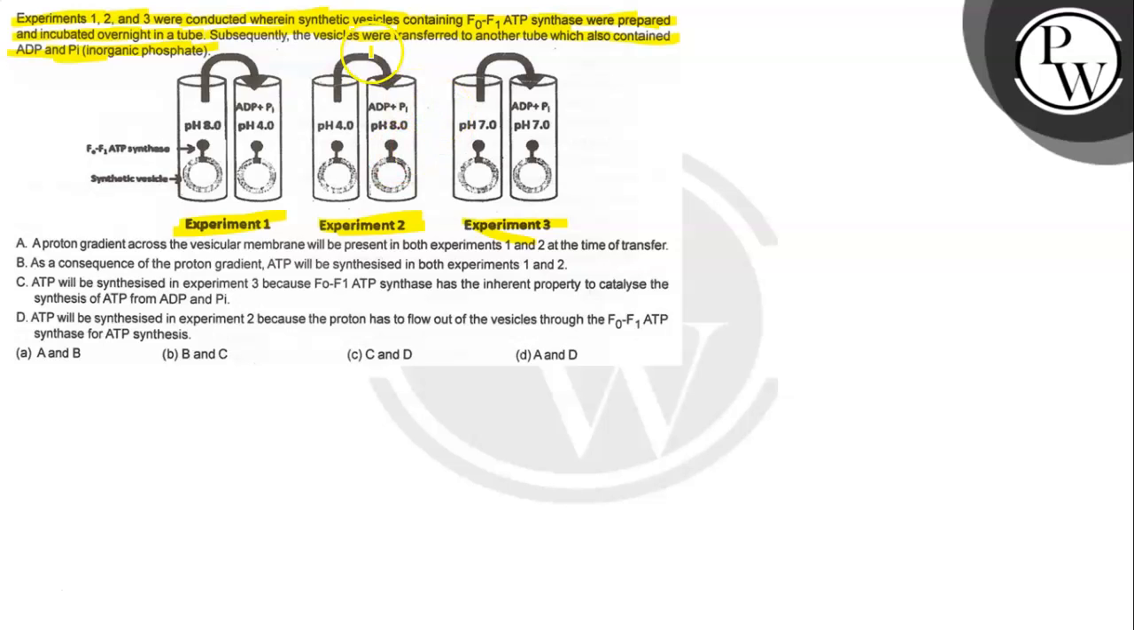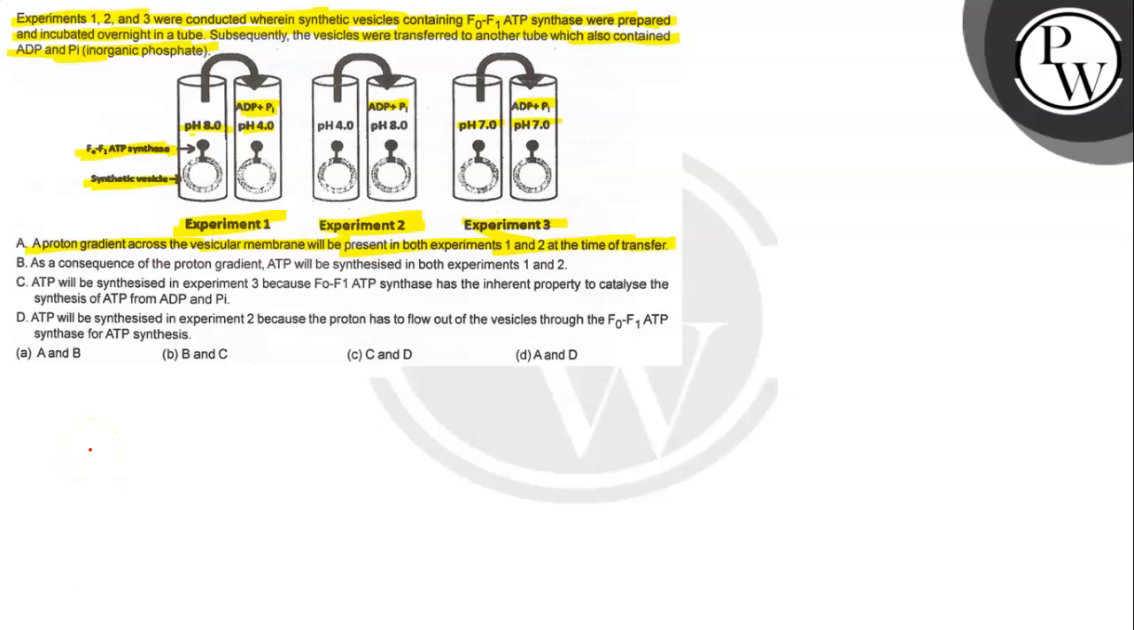Subsequently, the vesicles were transferred to another tube which is also containing the ADP and inorganic phosphate. This is the F0, F1 ATP synthase and synthetic vesicles are given here. So this is the pH given here, and this is the ADP and inorganic phosphate in the different tube. So first one says that a proton gradient across the vesicular membrane will be present in both experiment 1 and 2 at the transfer time.